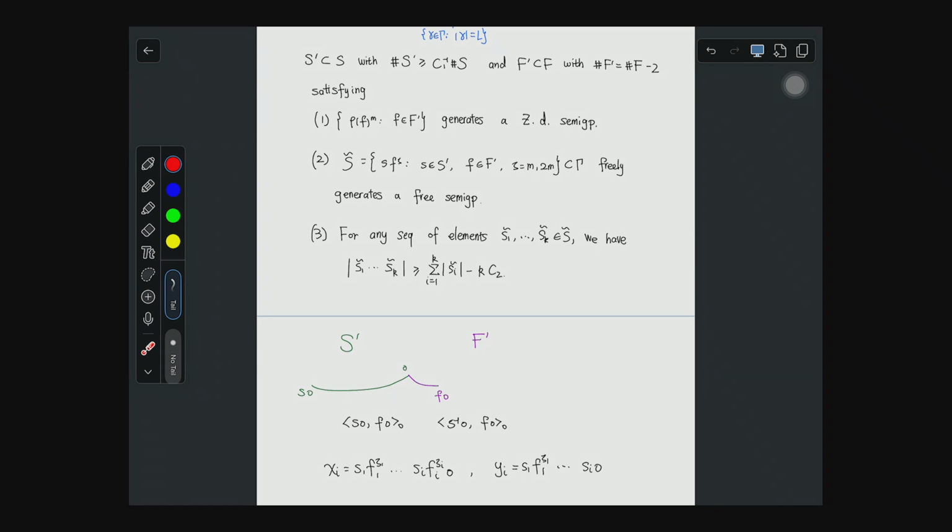So the secret here is that to get these two to produce a free group, the pattern I want is that when we have these two geodesics, OSO and OFO, I want these two geodesics to have a large angle.